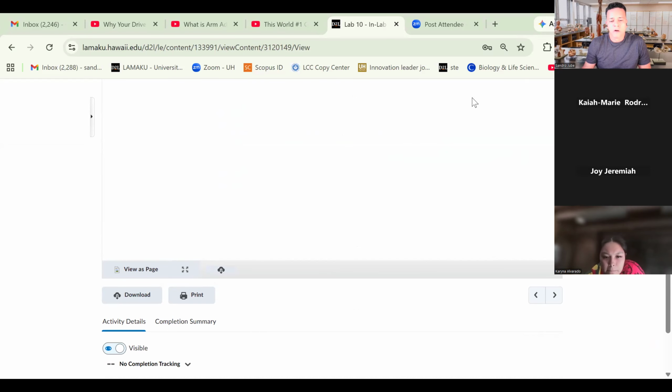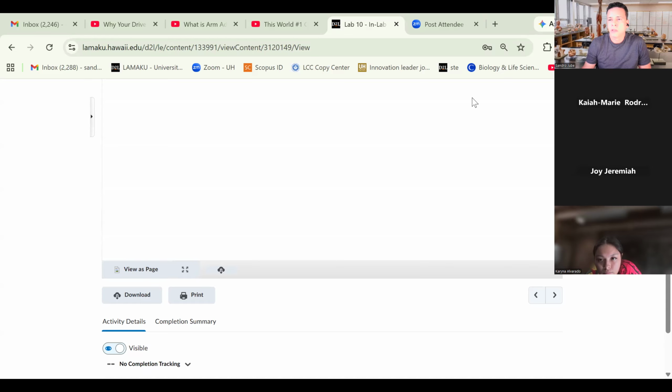What do you have right here, folks? This is where you're going to be filling in all the information, all the questions that are here in this pre-lab part, and then in the lab simulation section. Where is the lab simulation? For the lab simulation, what you're going to do is click on this link right here.